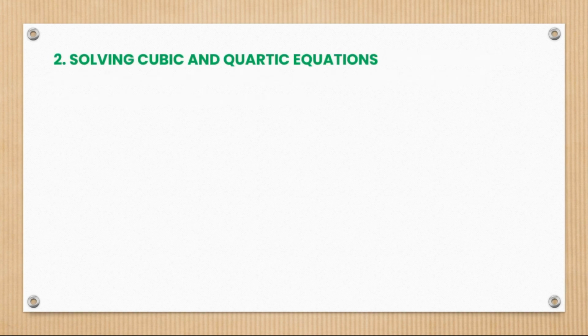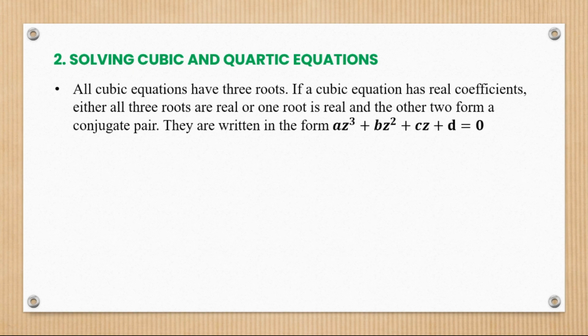Alright, so how about when we come to an example of solving cubic and quartic equations? We can see that all cubic equations have three roots. We may have dealt with cubic roots when we deal with higher polynomials, those that have a degree of 3. So if a cubic equation has real coefficients, because we know that each cubic equation will give us three roots, there are different circumstances it can have. Either all three roots are real, or one root is real and the other two form a complex conjugate pair. So that's the case when it comes to cubic equations.